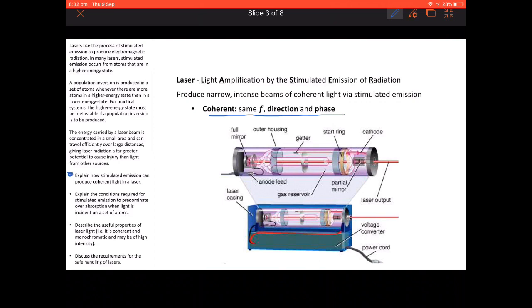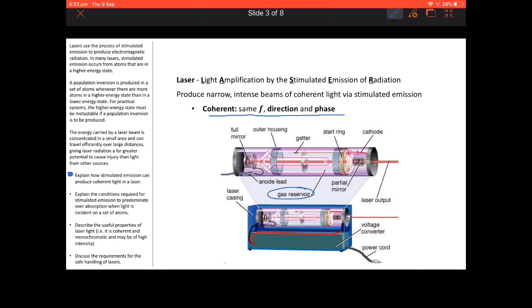The first feature that we'll look at is the gain medium, or sometimes called the gas reservoir, and this contains atoms or molecules that emit light via stimulated emission. So this is just full of the molecules or the atoms that you need for the stimulated emission to occur, because you need atoms to be excited for this to actually happen. So that's what your gas reservoir is, or your gain medium.